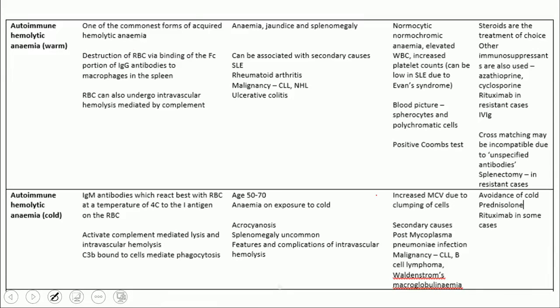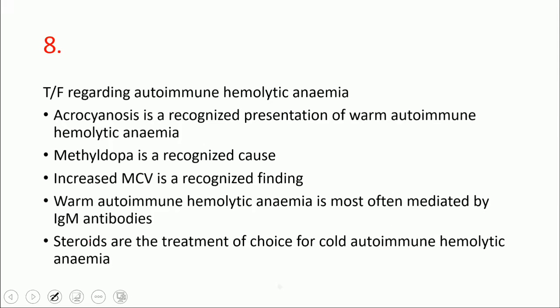And in cold, it is IgM, and you also get a complement fragment called C3b on the red cell, right? So you get IgM and C3b positive in cold autoimmune hemolytic anemia, right?